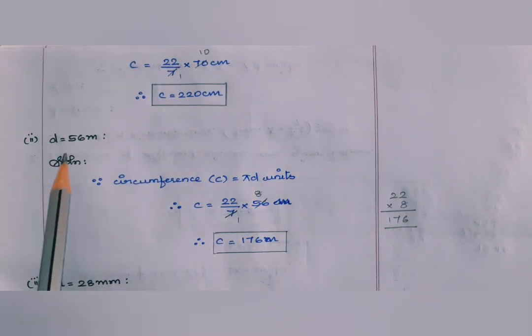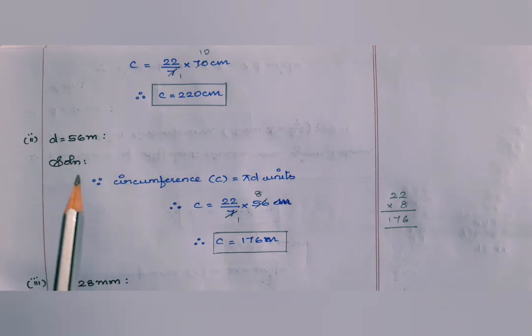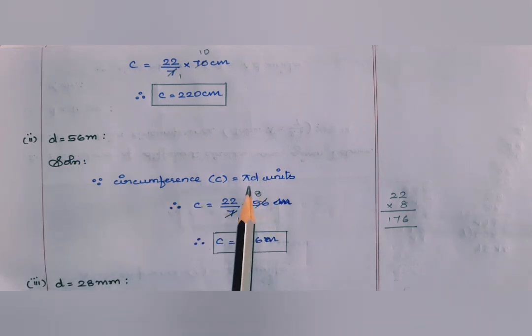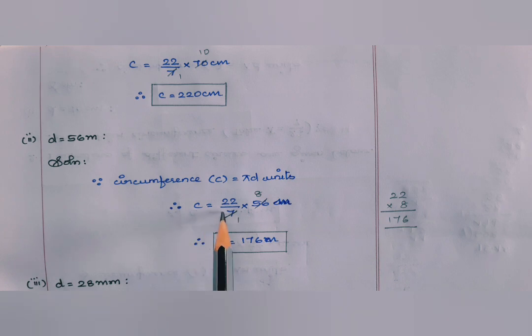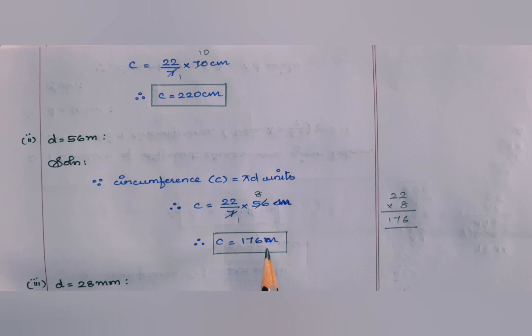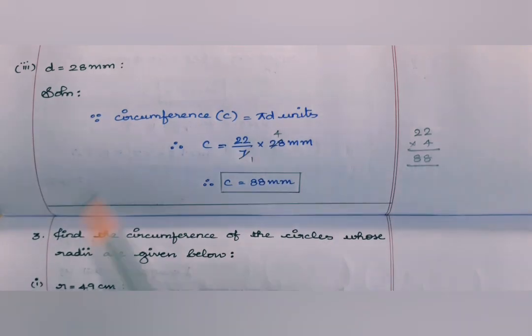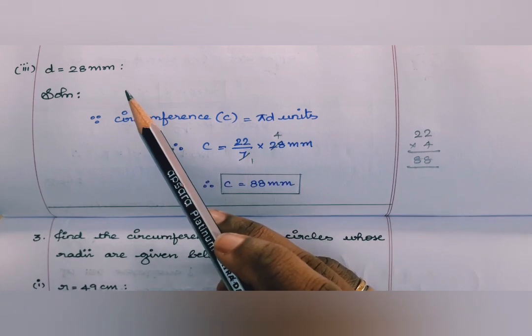Second question, diameter has been given as 56 meter. Solution, since we know the formula pi d units, circumference is equal to, instead of pi, 22 by 7 into d, which is 56. 1 7 is 7, 8 7s are 56. Therefore, 22 into 8 gives you the circumference as 176 meter. Clear? Yes.